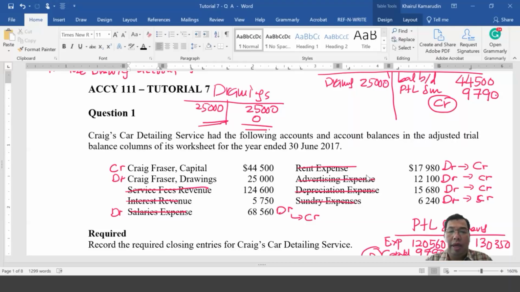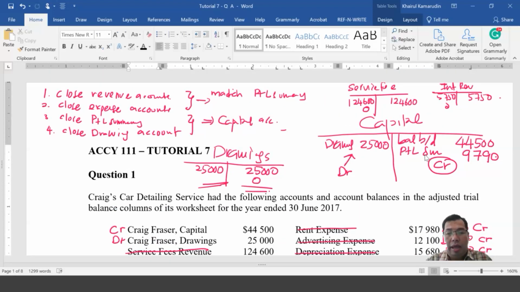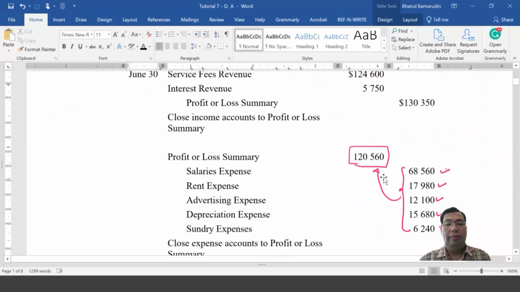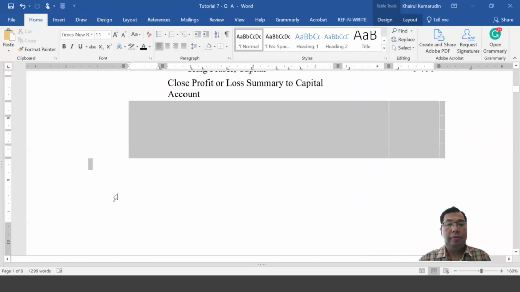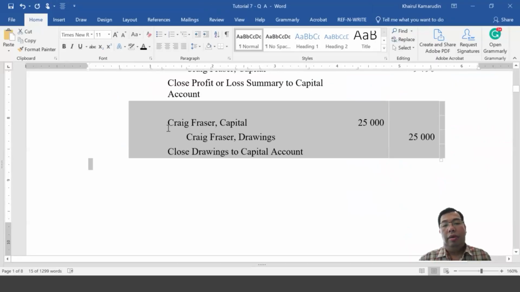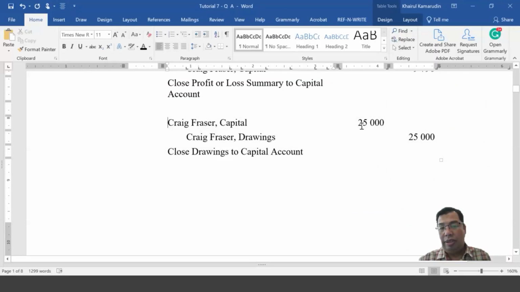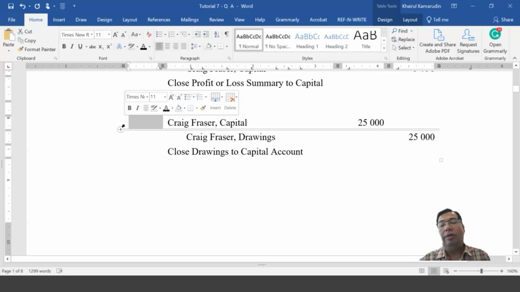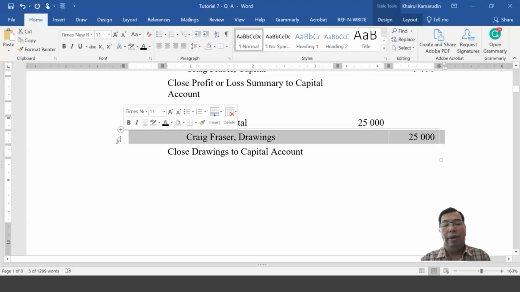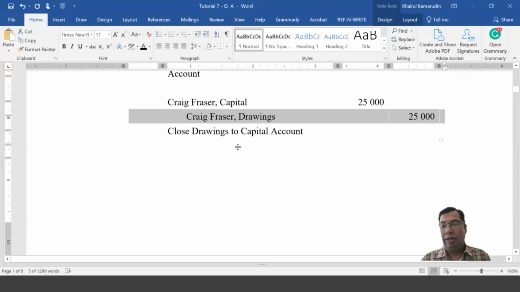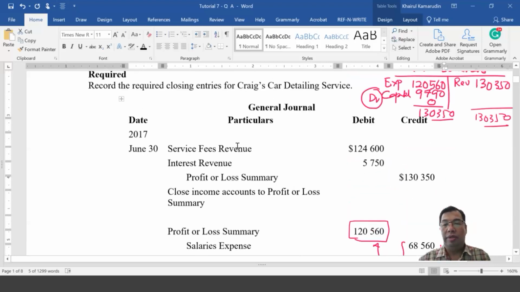So the journal entry will be debit capital account and credit your drawing account. So the correct answer for that will be: capital debit 25,000, drawing credit 25,000. So that is the answer for the first question.